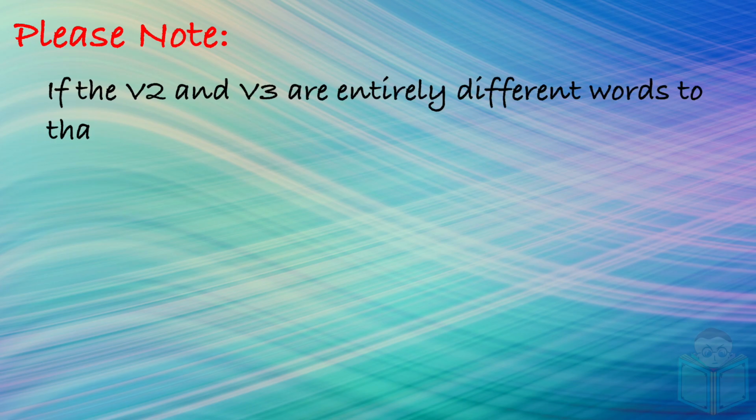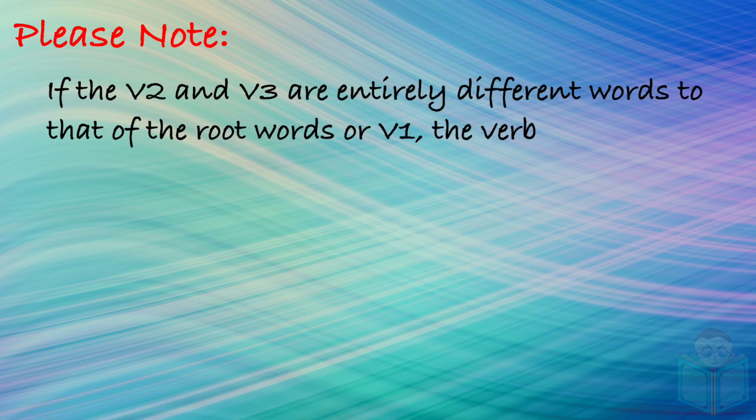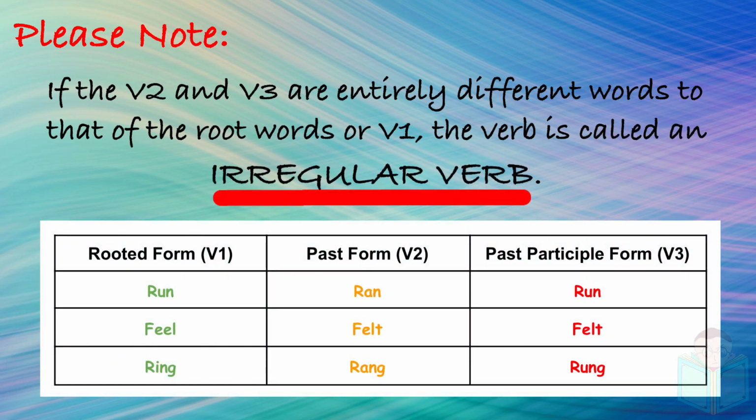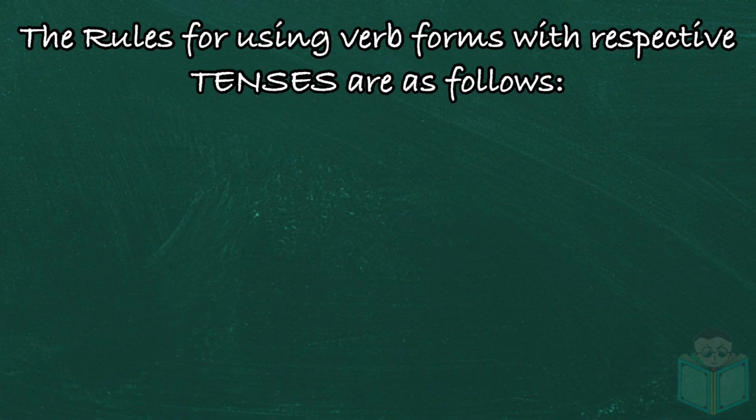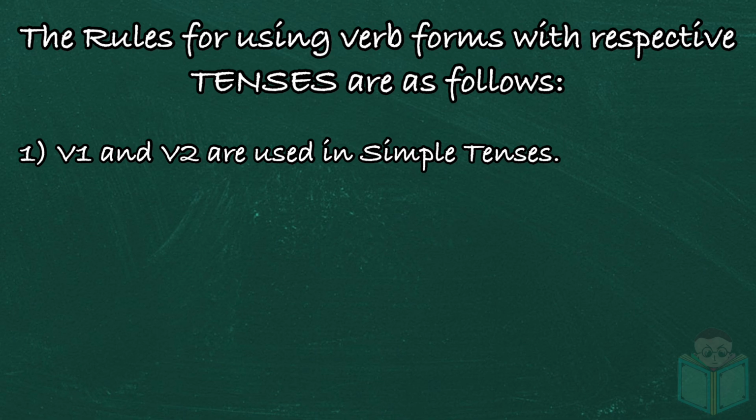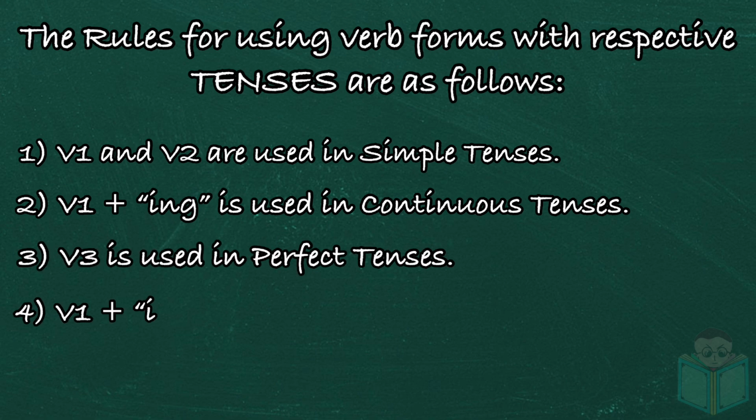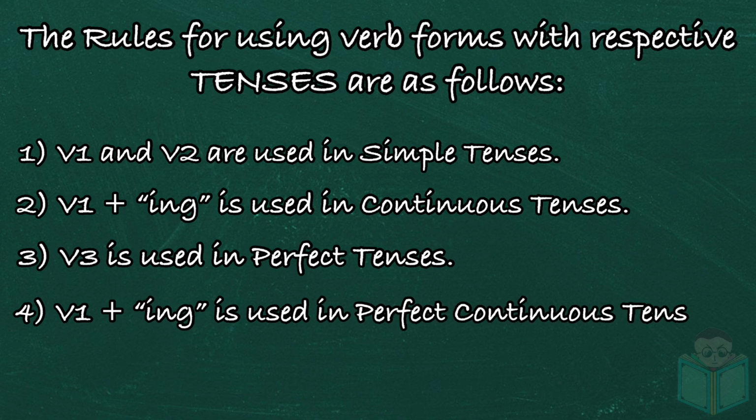If the V2 and V3 are entirely different words to that of the root words or V1, the verb is called an irregular verb. For example, you can see the following table. The rules for using verb forms with respective tenses is as follows. V1 and V2 are used in simple tenses. V1 plus ing is used in continuous tenses. V3 is used in perfect tenses. V1 plus ing is used in perfect continuous tenses.